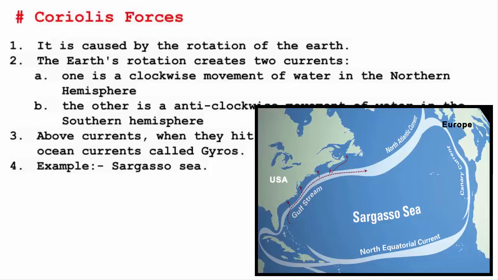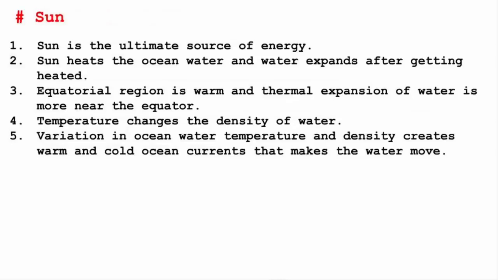The Sargasso is the only sea to be surrounded not by land, but by four ocean currents, and they are the North Atlantic Current on the north, the Gulf Stream on the west, the North Atlantic Equatorial Current on the south, and the Canary Current on the east. The fifth factor is the sun.